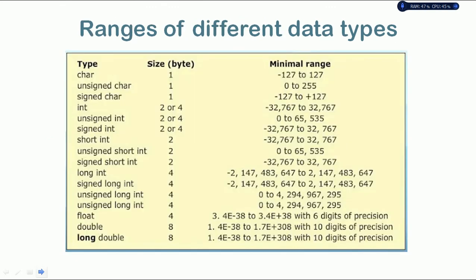Now these are the ranges of different data types. Like we have character. I already said char can take only 1 byte.